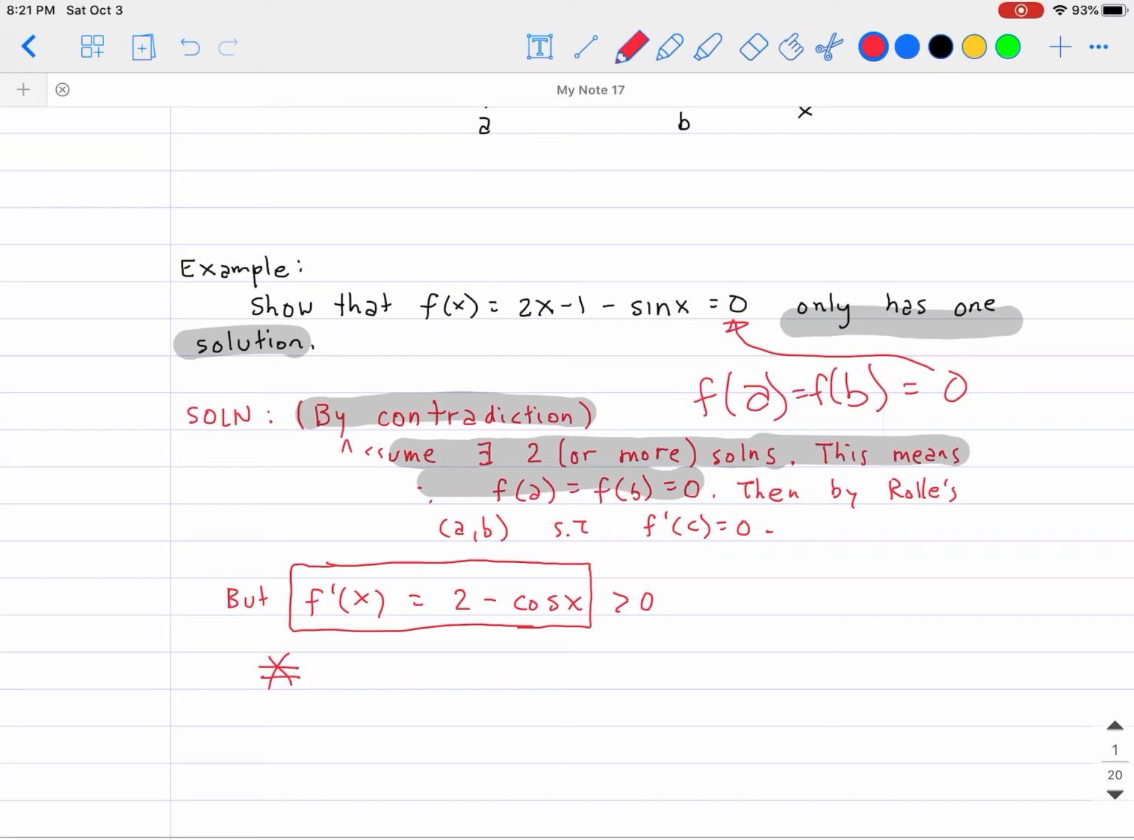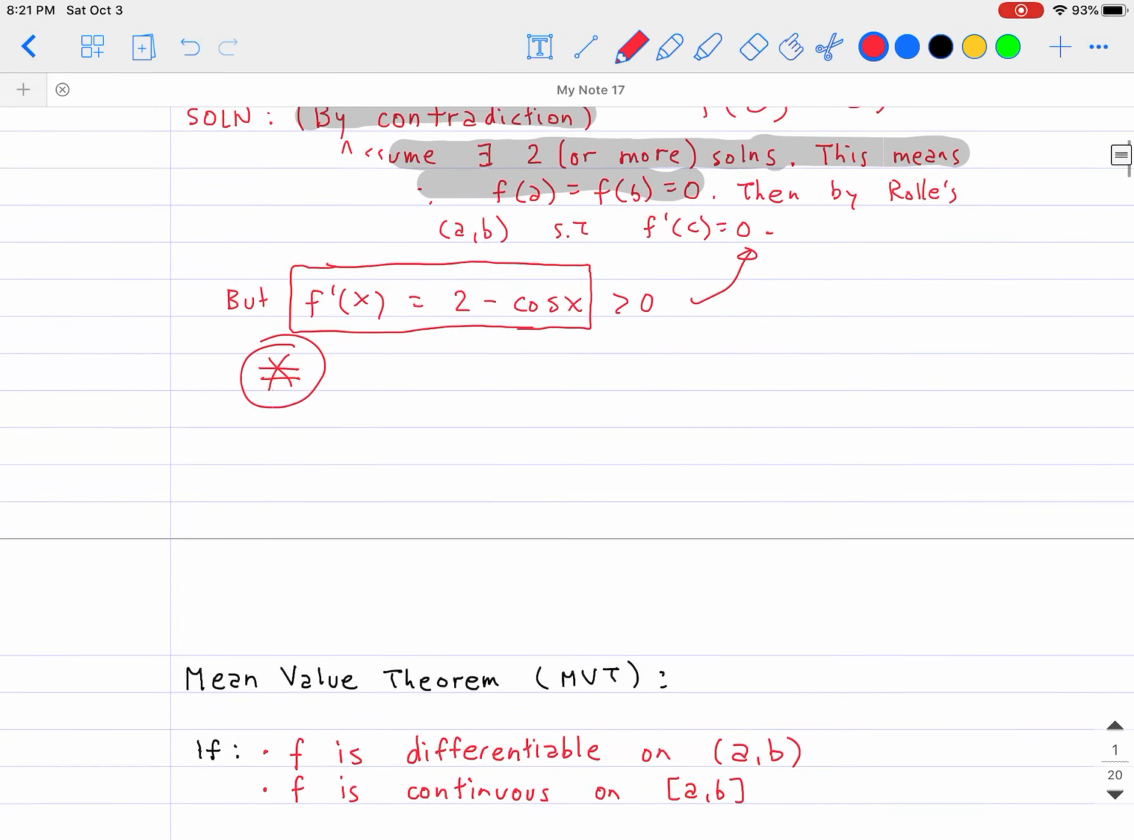So because your f prime is always going to be greater than 0, that means it's not going to satisfy Rolle's theorem. And as a result, it's going to be a contradiction. Okay, so that's going to be one use of Rolle's theorem.